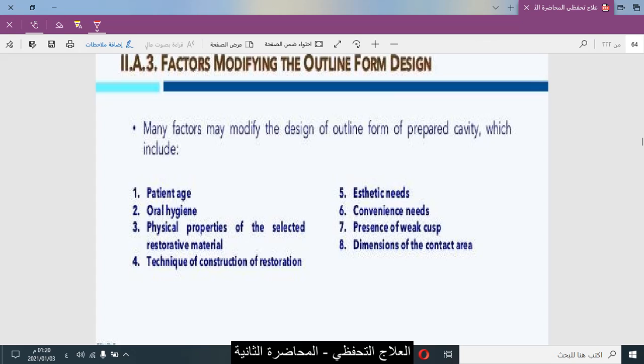For composite, it is not necessary to make the floor flat, because there are no such restrictions, but if it is flat, there is no problem. The cavosurface angle for composite, if it is out of the stress area, must be bevelled. But if it is in the stress area, we recommend not to bevel.